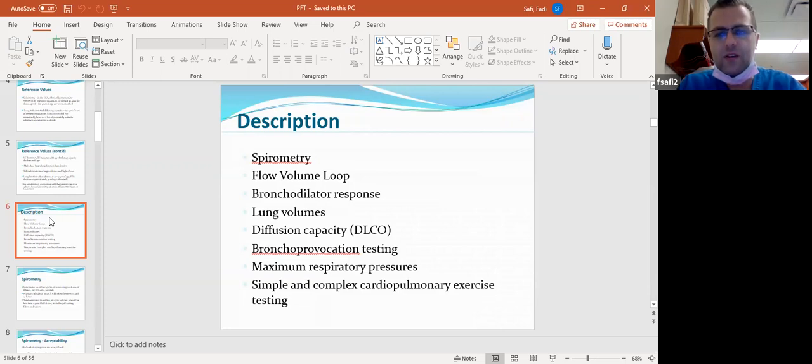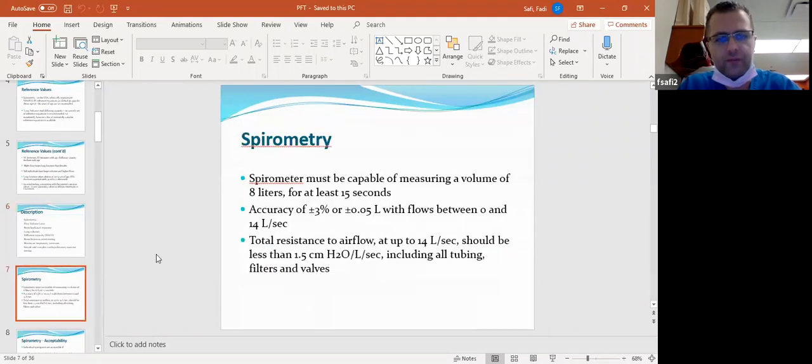The simple pulmonary exercise testing, which we call the 6-minute walk test, usually measures the oxygenation of the patient, whether it drops with walking, and also measures the heart rate and the blood pressure response. The complex cardiopulmonary exercise testing is more complex, and it measures more values such as oxygen consumption, the anaerobic threshold. It measures the metabolic clearance of lactate. It measures the dead space and other factors. And I will not talk about this in this lecture.